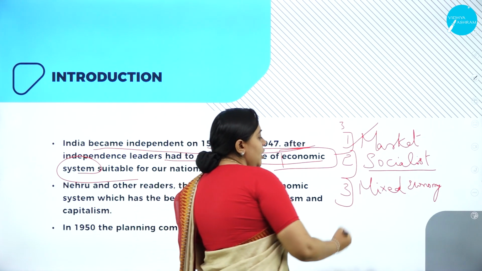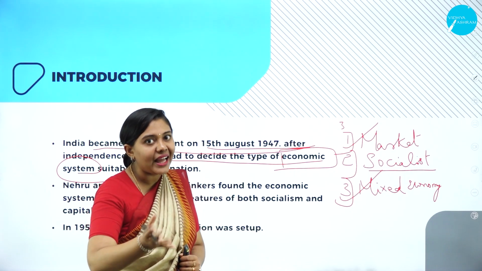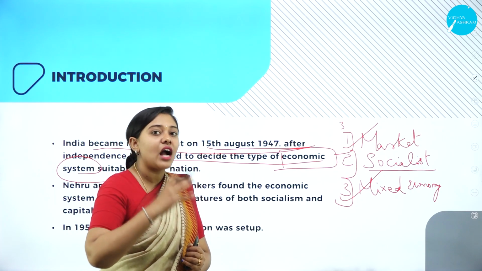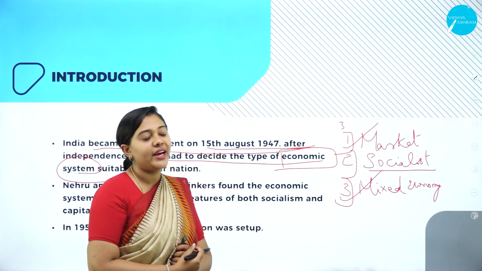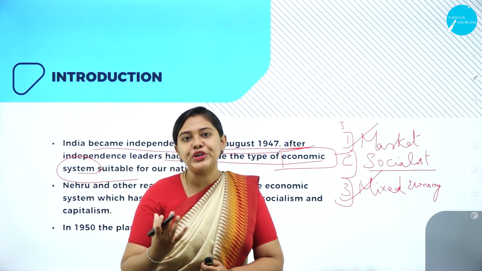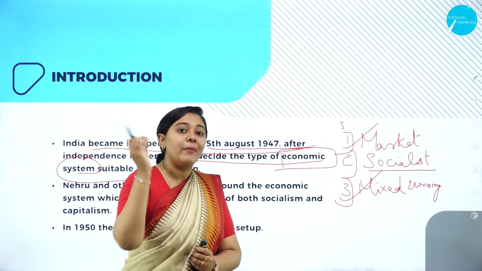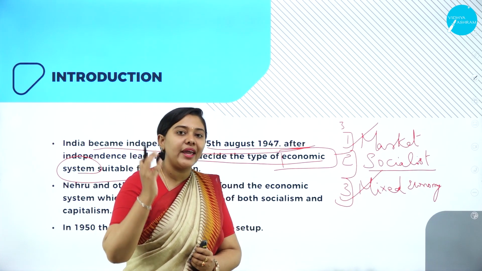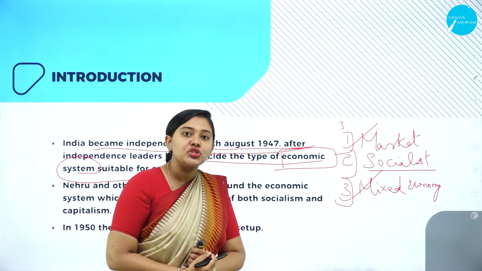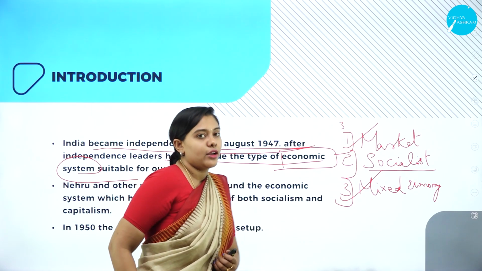And the last is mixed economy. The combination of both the market economy and the socialistic economy, that is, the private system and the government system together, is called a mixed economy. In a country, what goods and services they have to produce, the decision is taken based on the market situation as well as the social requirement that is needed for the society. So this is mixed economy.